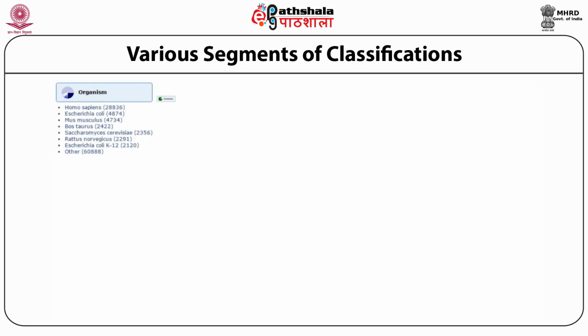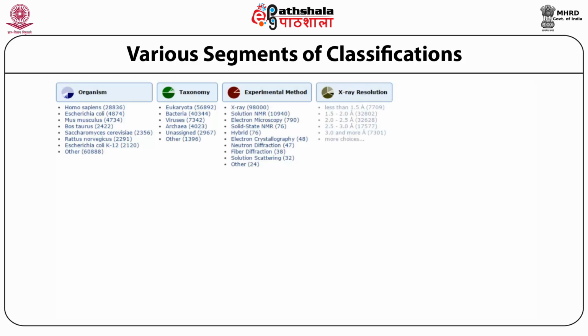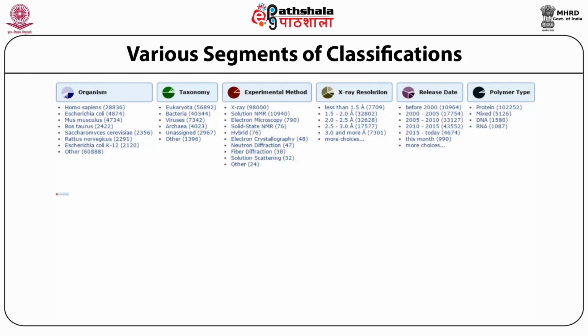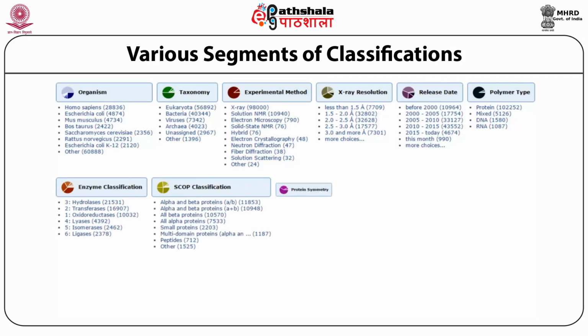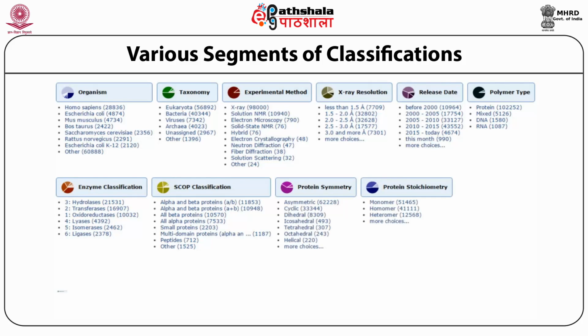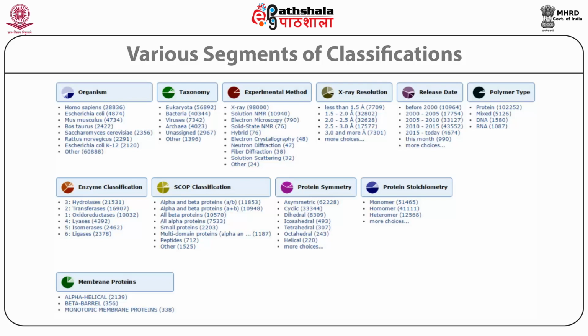Various segments of classifications are used in RCSB PDB and some are shown here. The organism can be characterized, the taxonomy, the experimental method, and if the data has been collected using X-ray diffraction, then what is the resolution of the data, and the enzyme classification, the protein symmetries if any are present, and how many membrane protein structures are deposited in the PDB. All these classifications one can go through.